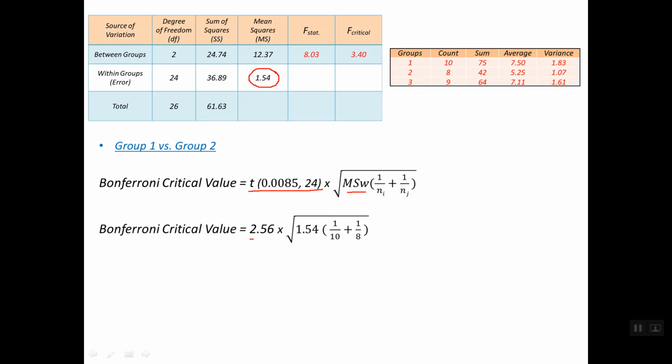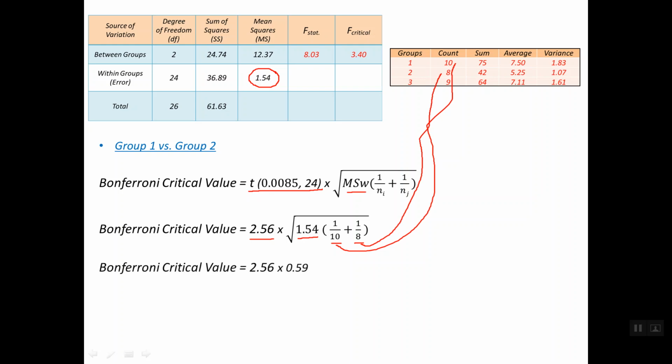So simply we can substitute. This is the value of t, and this is the value for the mean square within, and this is the value of n1, as you see here in the table. And regarding the 8, it is the sample size for group number 2. So if you proceed, simply you'll get the value of the Bonferroni critical value to be 1.51.